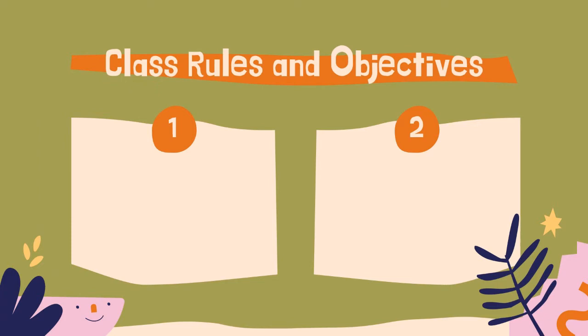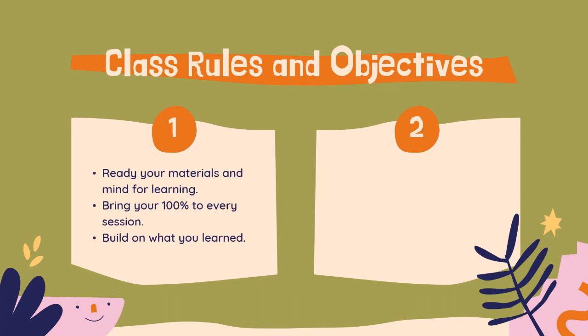For the class rules and objective, under class rules, we have number 1, ready your materials and mind for learning. Number 2, give your 100% to every session. And number 3, build on what you learn.